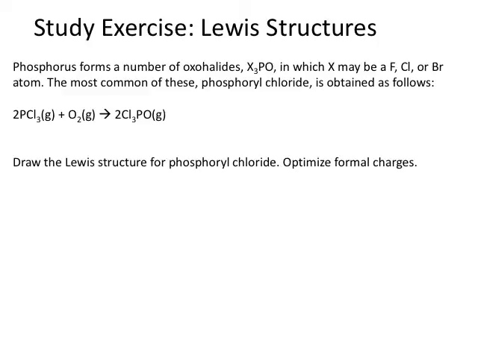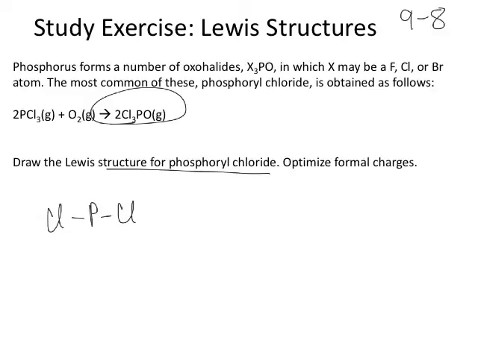The next problem is problem 9-8. And once again, we're writing a Lewis structure for the product here. So the most common of these, phosphoryl chloride. And you want to draw the Lewis structure for phosphoryl chloride and optimize the formal charges. So let's see. Basically, phosphorus is going to be the central position, and you have 3 chlorine, and then you have oxygen.